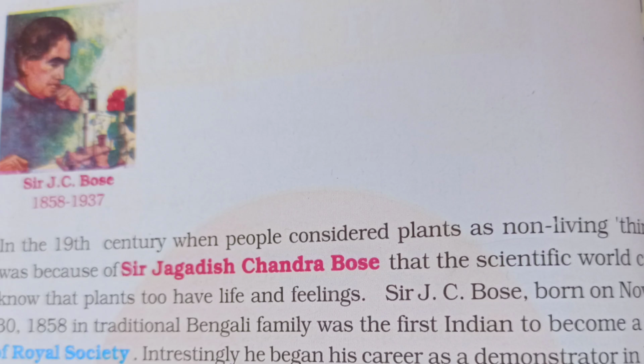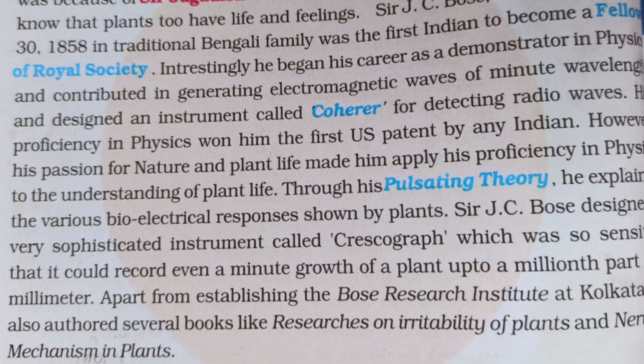J.C. Bose, 1858 to 1937. He invented that plants are also living things, and he was a Fellow of the Royal Society. He contributed by generating electromagnetic waves of minute wavelength and designed an instrument called the coherer. So, he understood plant life through his pulsating theory, and he also authored several books and researches on irritability of plants and nervous mechanism in plants.